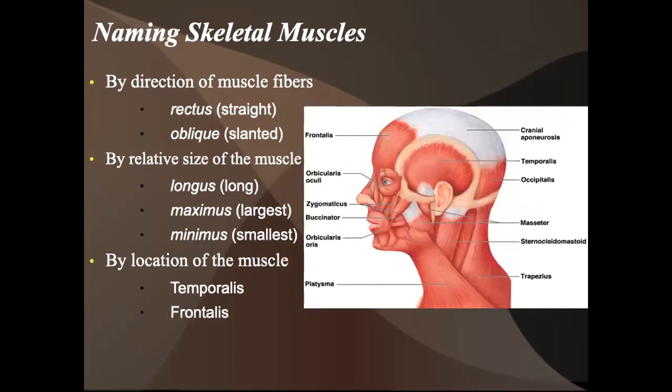You might also see the names based on location. And so temporalis is the muscle around your temple region. Frontalis is along your forehead or your frontal bone.